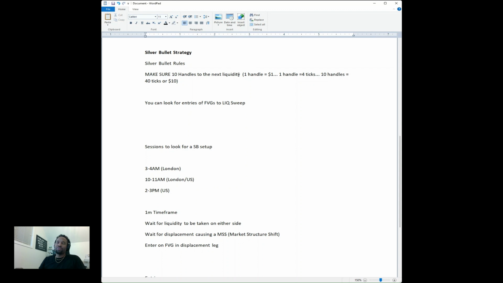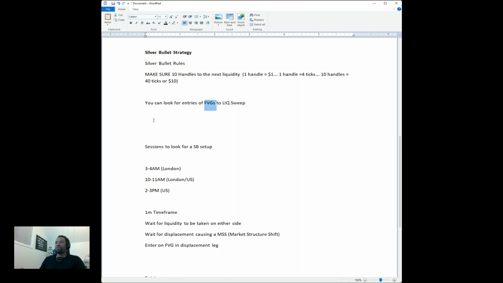I know a lot of people come from the Forex space over to futures, so you might know handles or pips. So yeah, you can calculate it however you like. And then we're looking for entries at fair value gaps. That's the main thing. This is a strategy meant for limit order traders, but market order traders can take this as well.